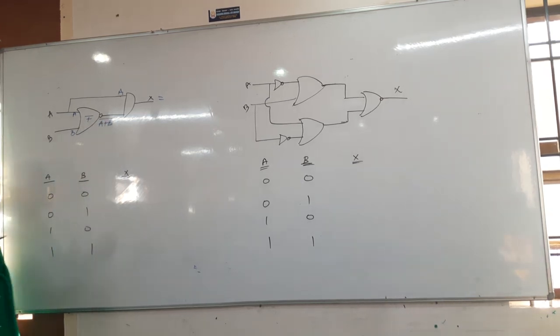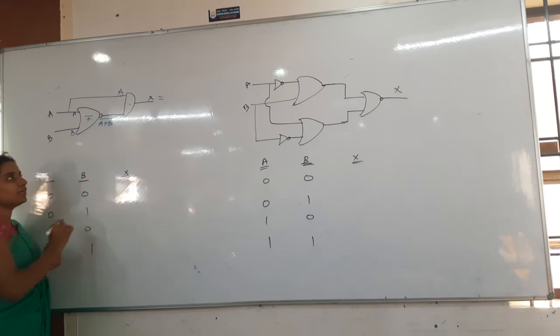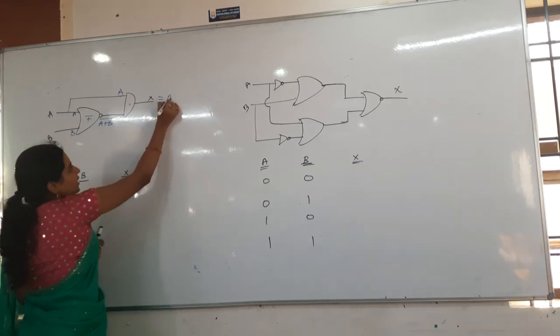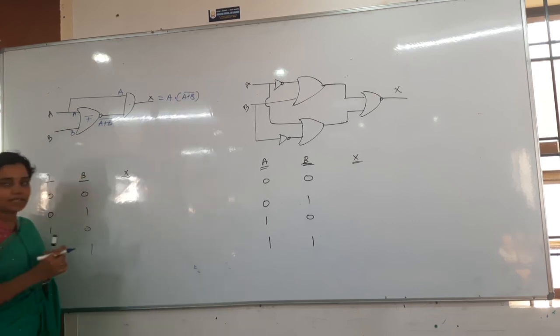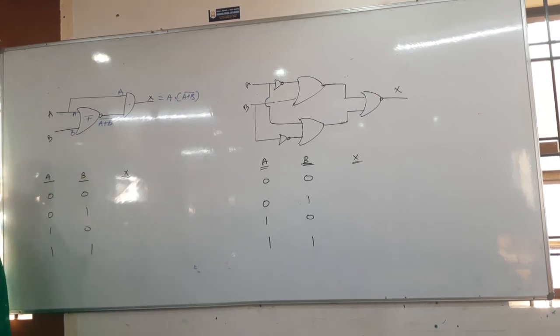Correct? Now which gate is this here? AND gate. So what is our output finally? A into (A plus B) whole bar. Is that correct? How many of you got that correctly? Raise your hands. Yes, almost. Very good all of you. Then why can you not check the truth table? That will be very easy.